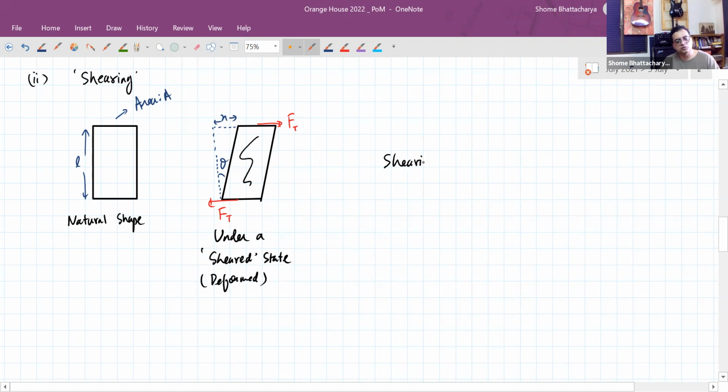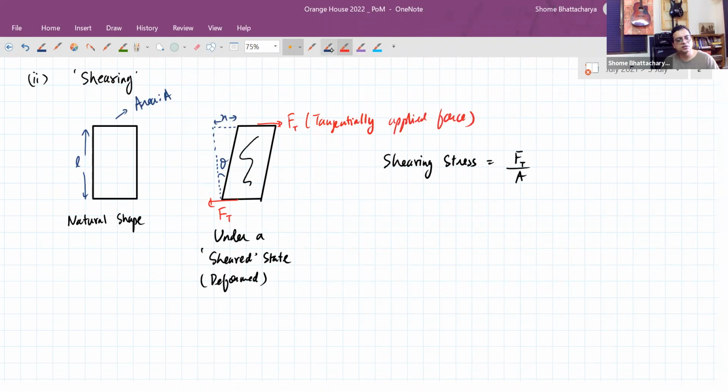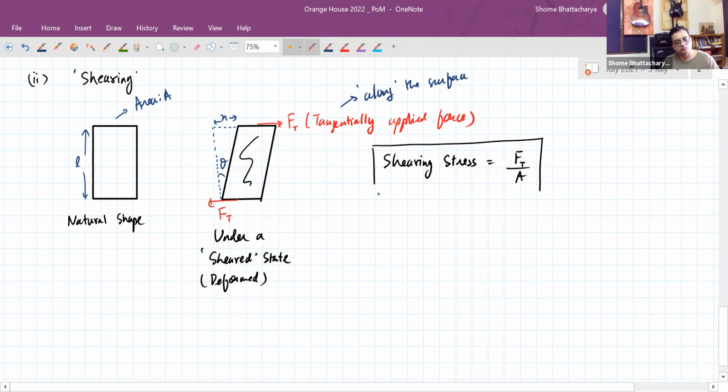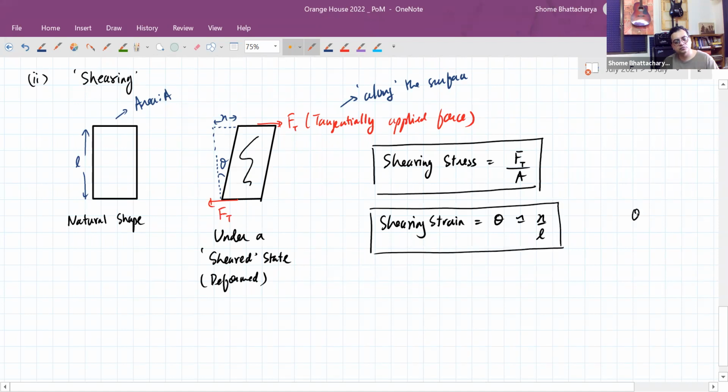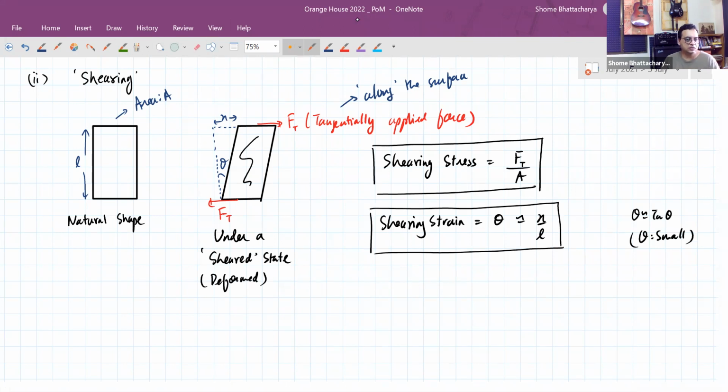So shearing stress is defined as tangential force per unit area. So tangentially means along the surface. And shearing strain is the angle by which it bends, which then approximately becomes x by L because it's a small angle. Okay, so this is the second type of stress and strain.